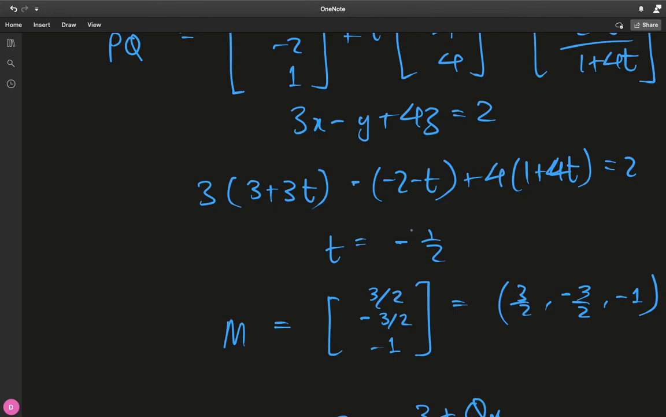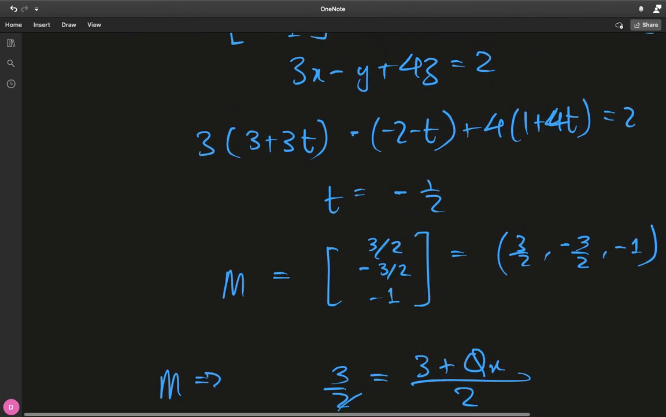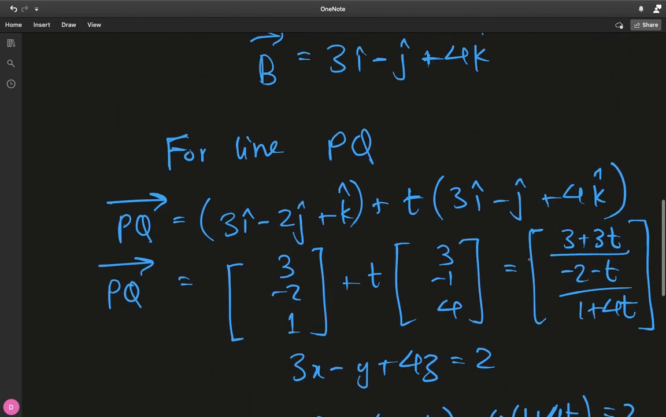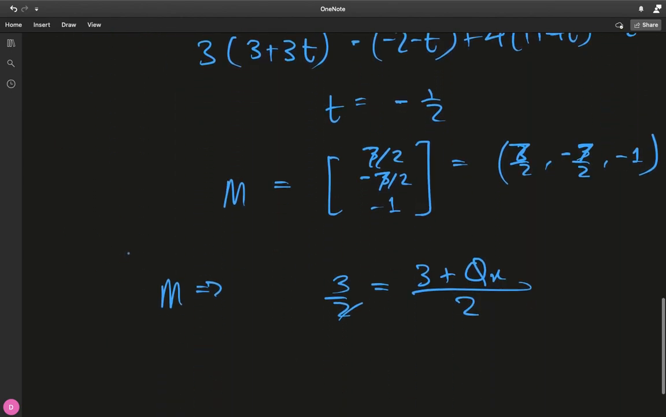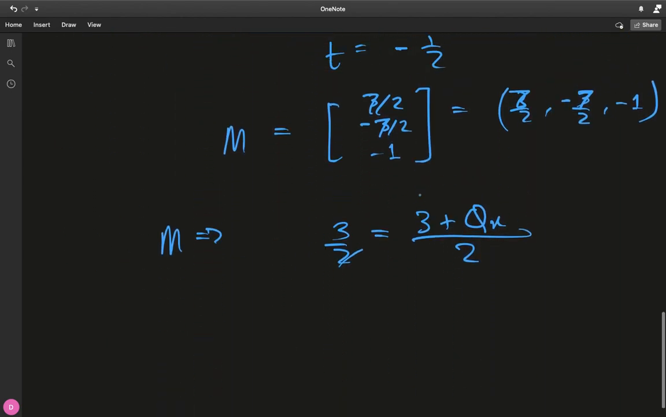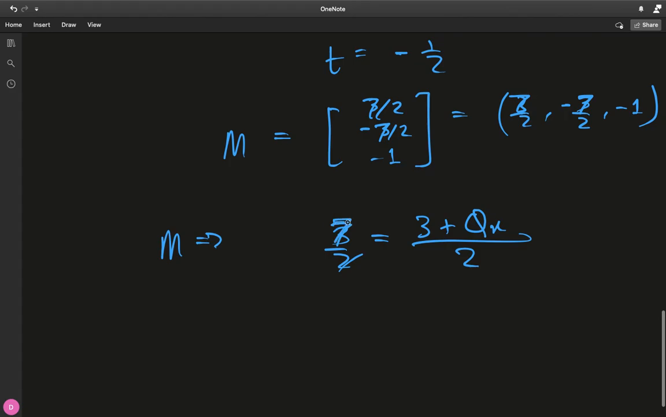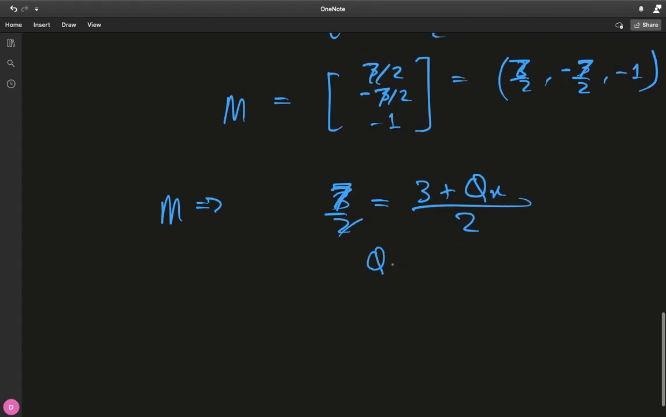Well, it seems I made a slight arithmetic error. This point is 3.5 or 7 by 2. So just make those corrections everywhere. Sorry for this error. So then the 2's cancel and the x coordinate of Q is 4.